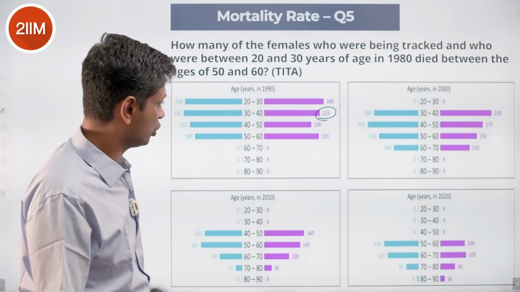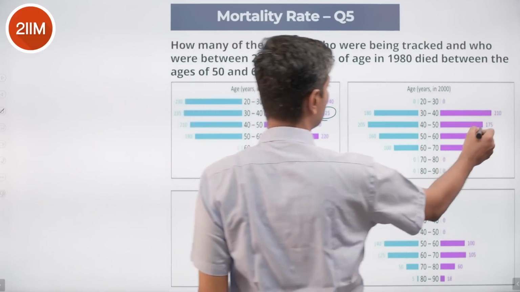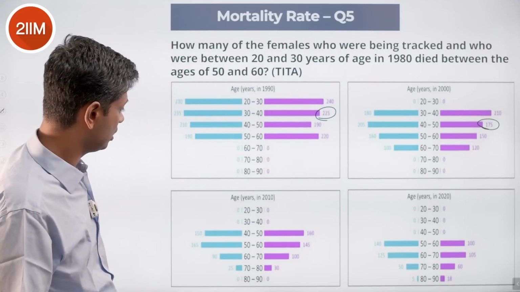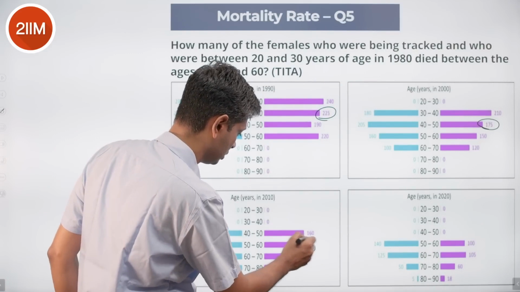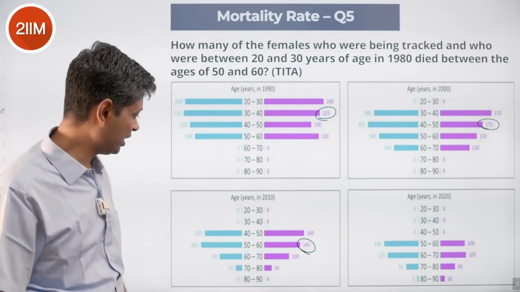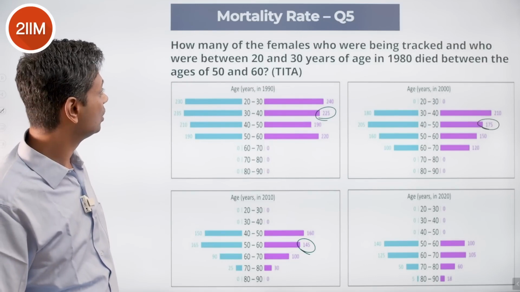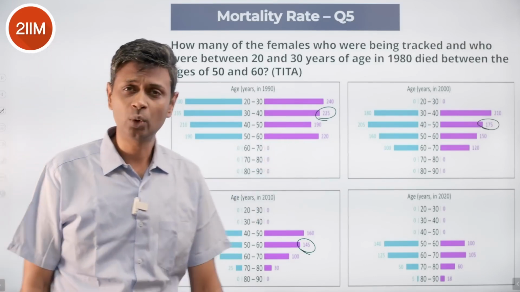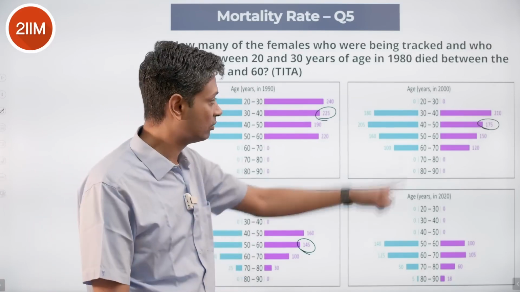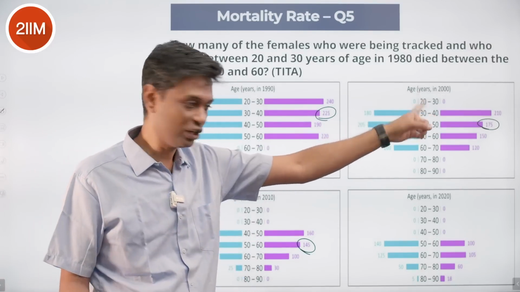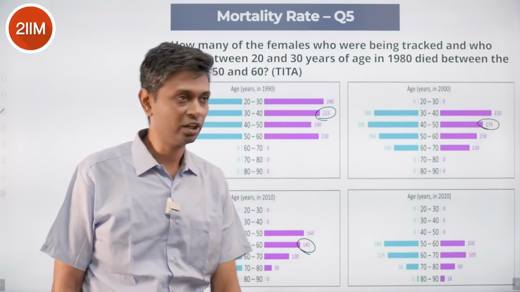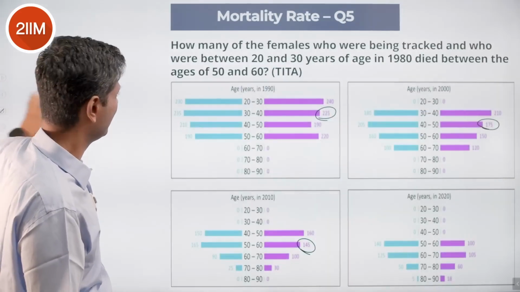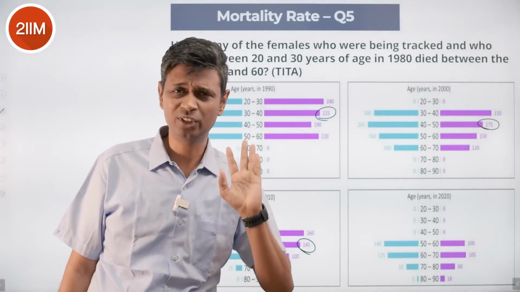225 made it to the 30 and 40 brigade. 175 made it to the 40 and 50 brigade. From 175, it becomes 145. So they made it to the 40 to 50, did not make it to the 50 to 60, or died between the ages of 50 and 60. 175 to 145, down 30. That is the 30 number we are looking for. 175 minus 145 is 30. Literally just track these numbers, we are through.